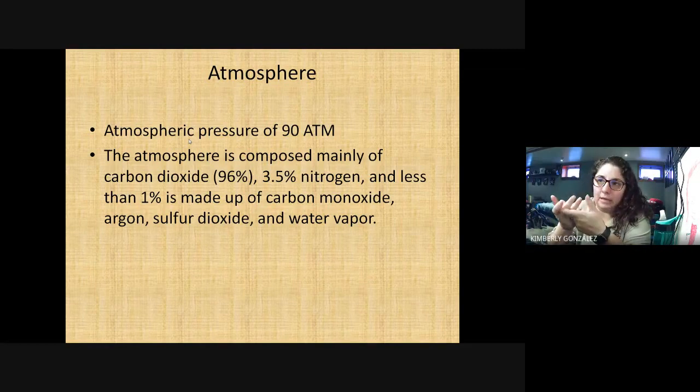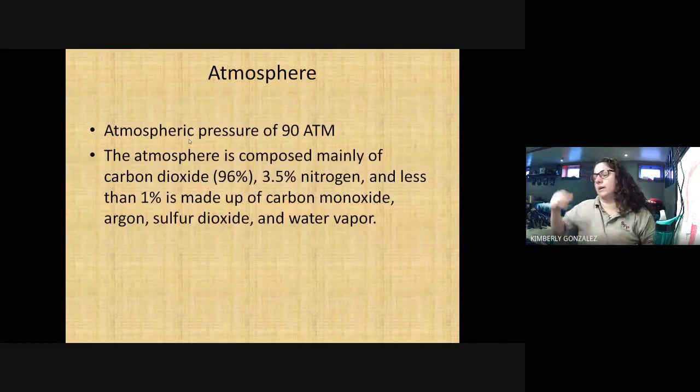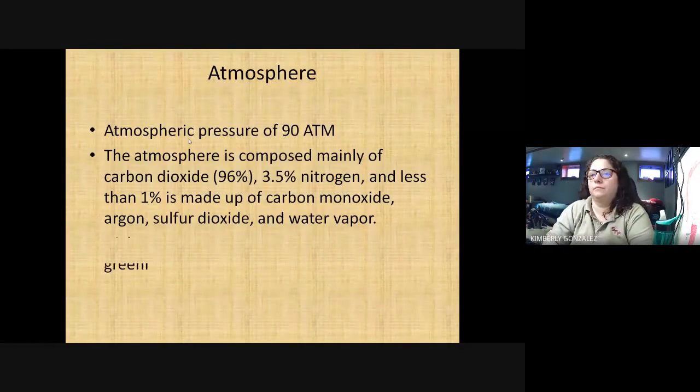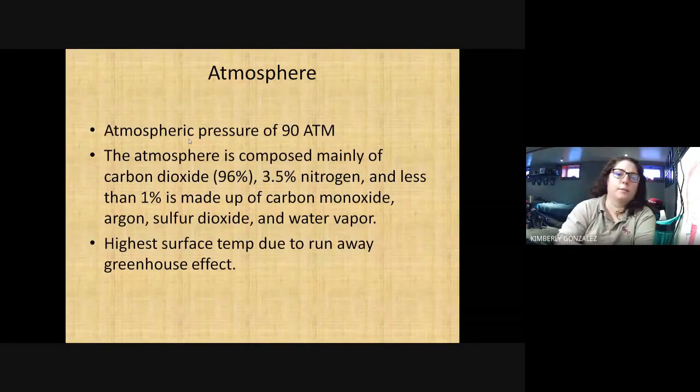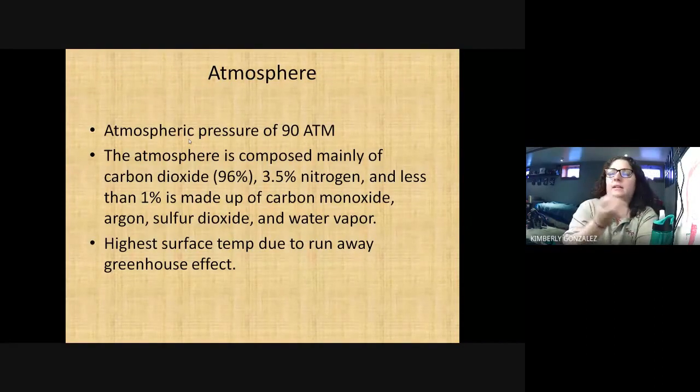That sulfur dioxide, though, gets into the air based on the volcanic activity. Okay, that's one of the side effects of volcanoes erupting. All right, like I said, it has the highest surface temperature due to that greenhouse effect. What's happening is it's allowing some of the sunlight to come through, but not escape.